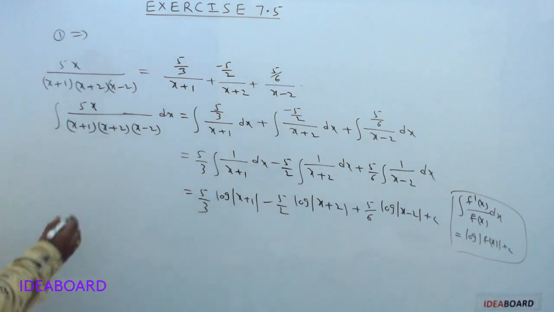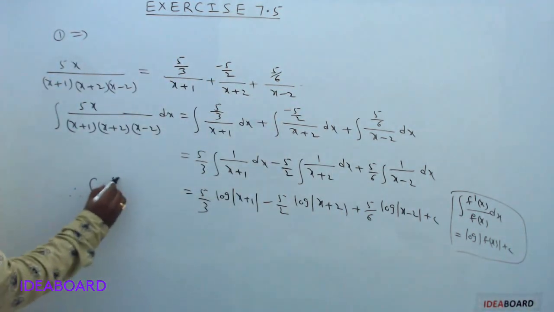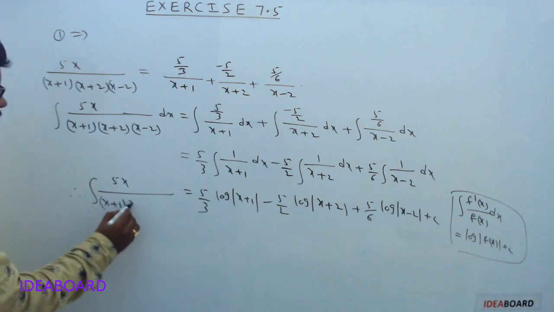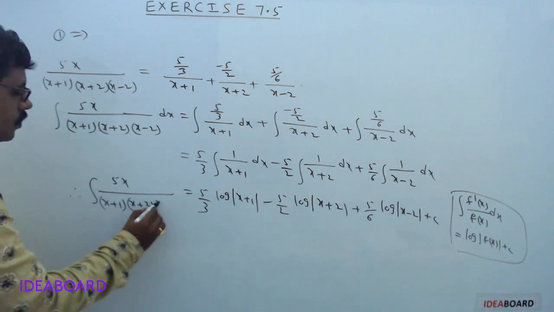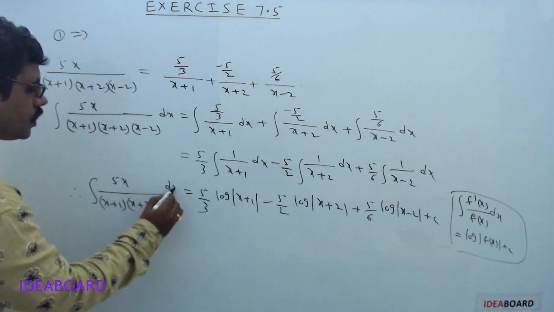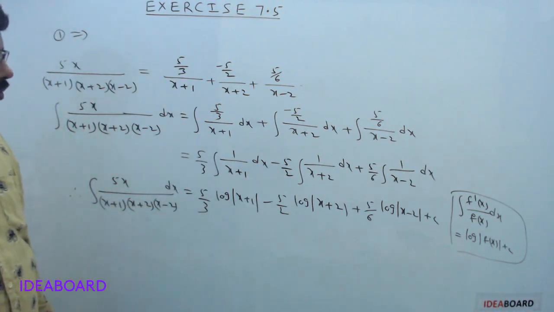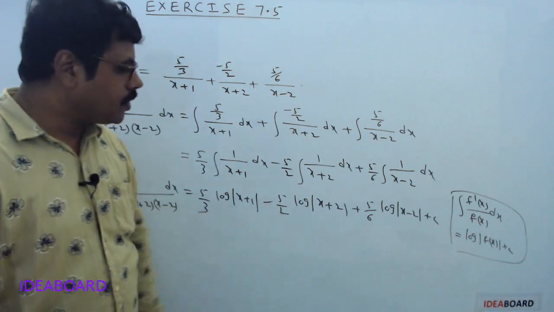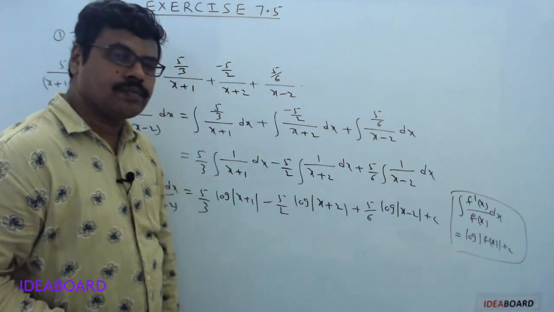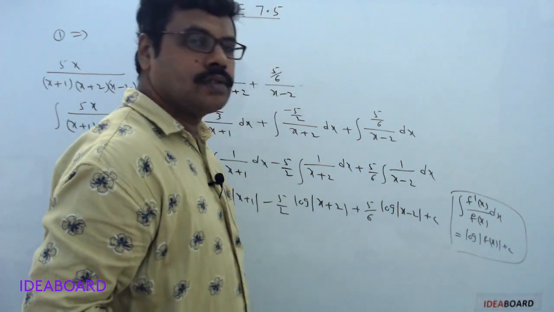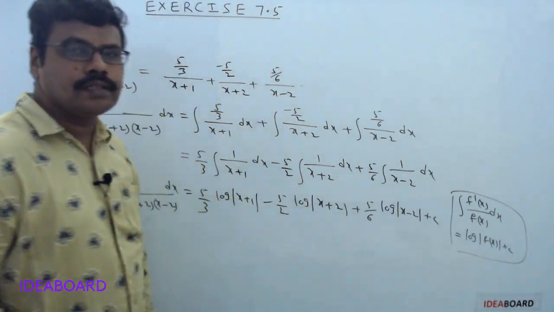So therefore, integral 5x divided by x plus 1 into x plus 2 into x minus 2 dx equal to 5 by 3 into log mod of x plus 1 minus 5 by 2 into log mod of x plus 2 plus 5 by 6 into log mod of x minus 2 plus a constant c.